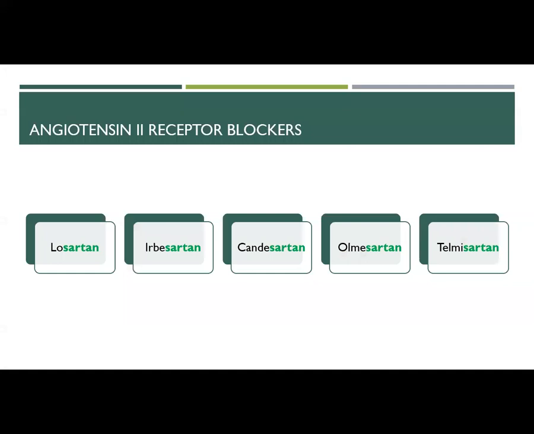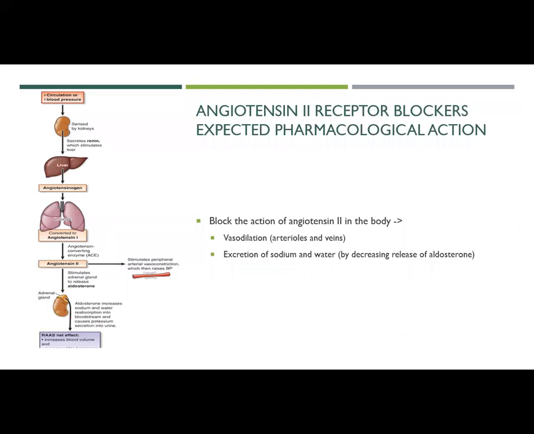Okay, so the next one we're going to talk about is angiotensin II receptor blockers. All of these end in sartan. So when you see sartan, you want to think of angiotensin II receptor blockers, also called ARBs. These block the action of angiotensin II in the body, which causes vasodilation of the arterioles and veins, and excretion of sodium by decreasing the release of aldosterone. So it's blocking angiotensin II.